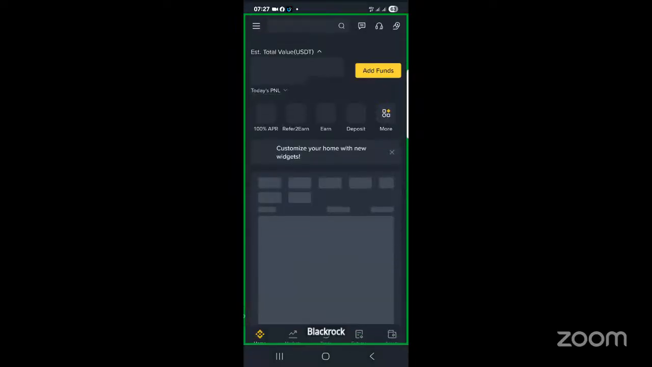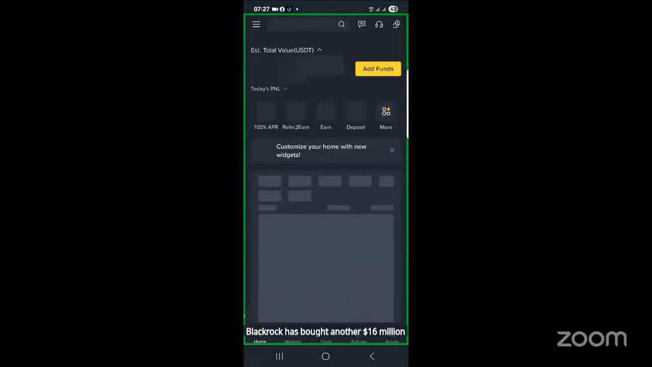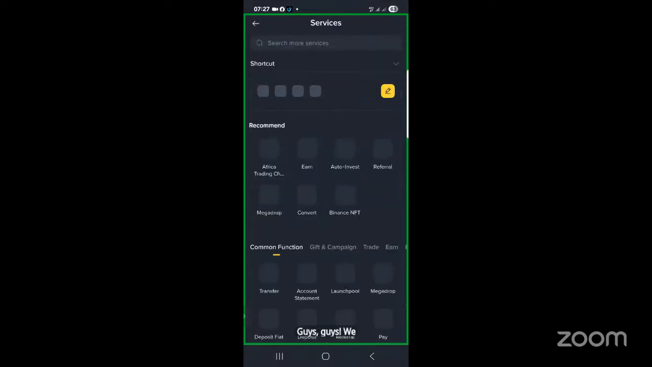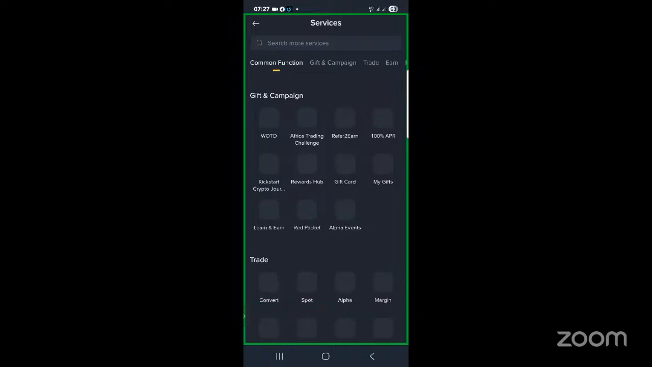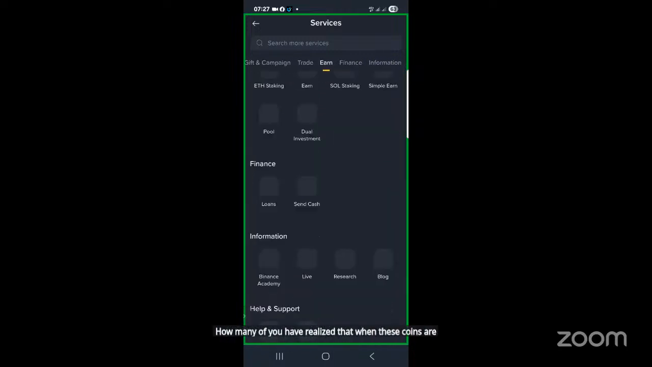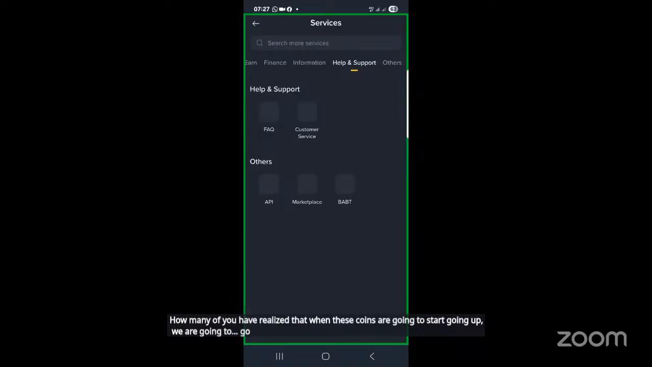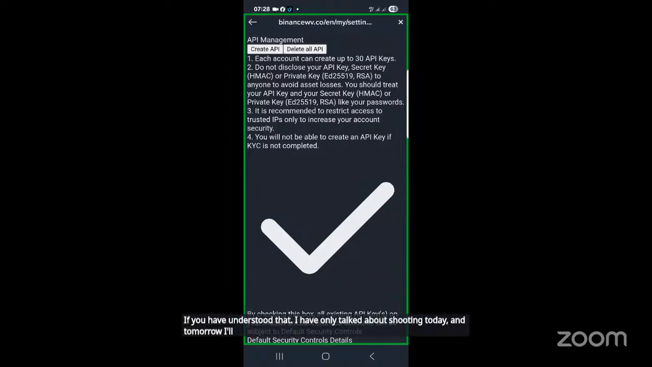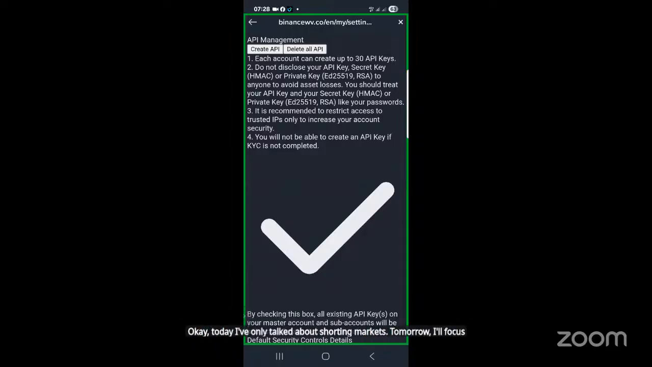BlackRock has bought another 16 million worth of Ethereum, guys. We are about to fall in money. How many of you have realized that when these coins start going up, we are going to go long on them and make a lot of money? Give me a yes in the chat if you have understood that. I have only talked about shorting markets today, and tomorrow I'll focus on longing markets. And I'm gonna make crazy money.